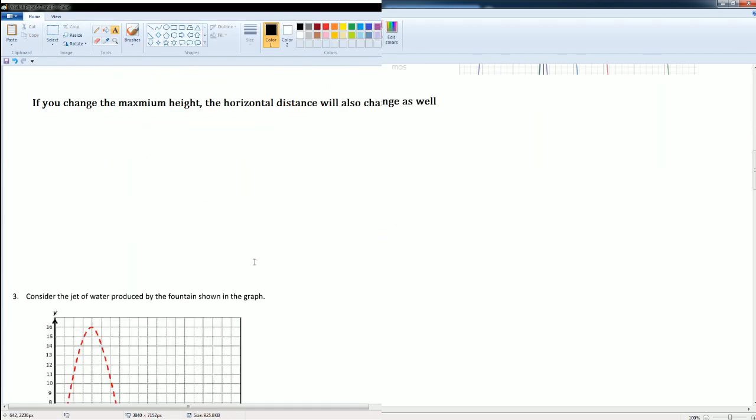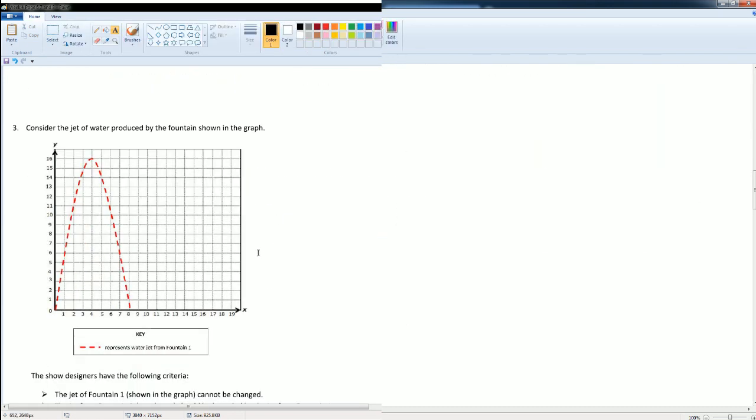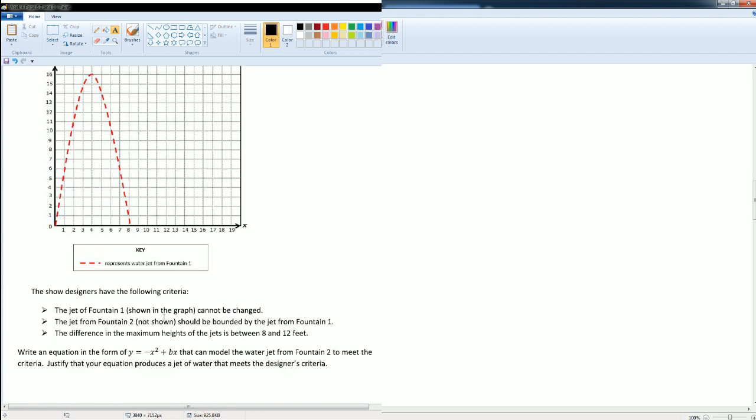All right. Let's see. 3. Consider jet water produced by the fountain here. Blah blah blah. The jet function 1 shows the graph. The jet from fountain 2, not shown, should be bounded by the jet from fountain 1. The difference is the maximum height of the jet is between 8 and 12 feet. Write an equation in the form that can be modeled from the jet from fountain 2 to meet this criteria.